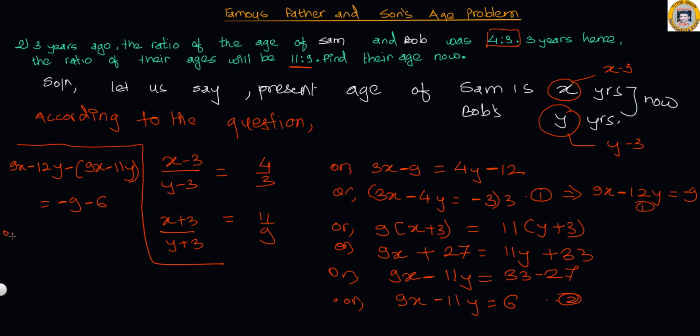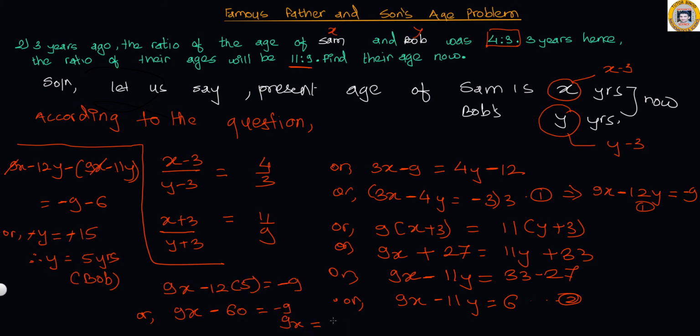So let us proceed further. Now you can easily see my 9x is gone, so negative 12y, negative times negative would be positive 11y, negative 12 plus 11 will be negative 1y, which is simply negative y equals negative 15. Therefore the present age of y, which is Bob, is 15 years. So the present age of Bob is 15 years.